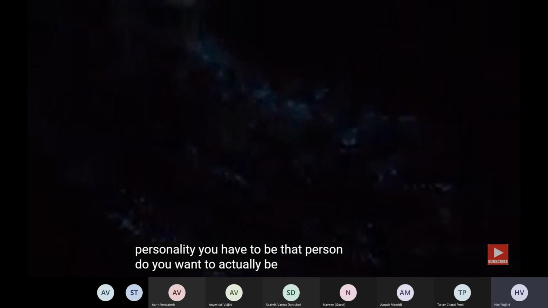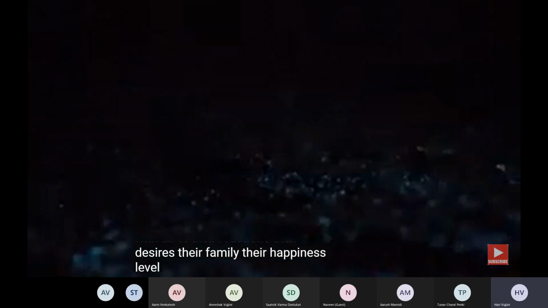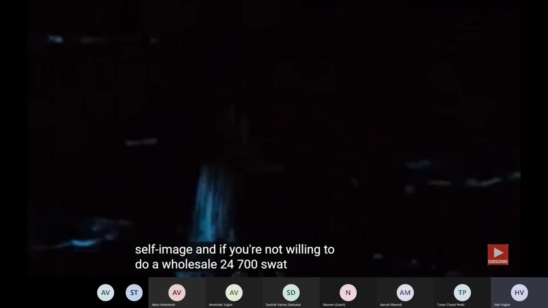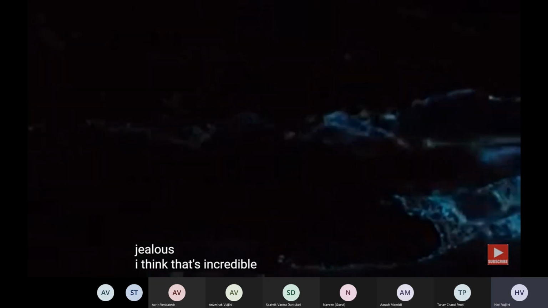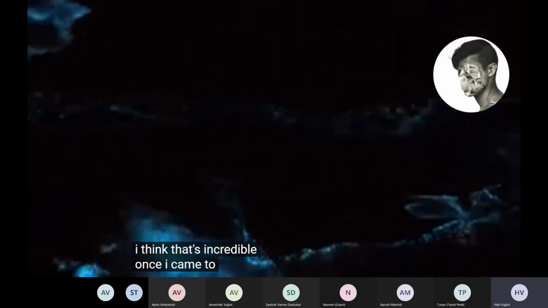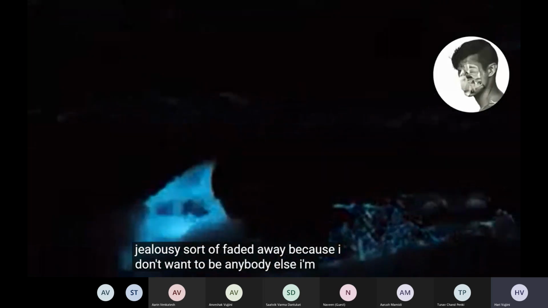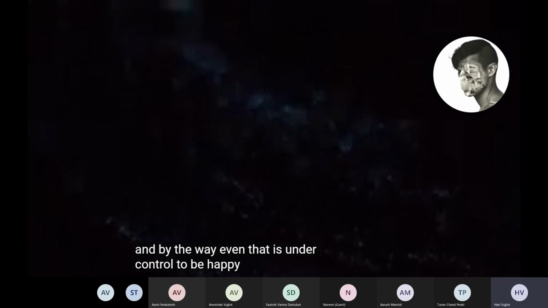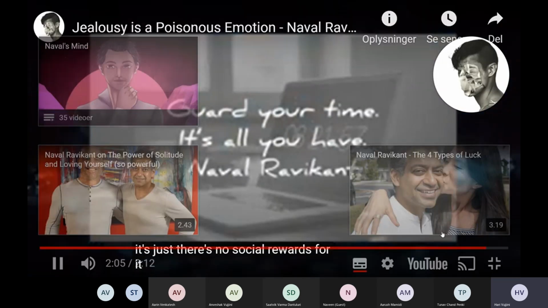Do you want to actually be that person with all of their reactions, their desires, their family, their happiness level, their outlook on life, their self-image? And if you're not willing to do a wholesale 24/7, 100% swap with who that person is, then there's no point in being jealous. I think that's a great way to look at it. Once I came to that realization, jealousy sort of faded away because I don't want to be anybody else. I'm perfectly happy being me. And by the way, even that is under my control, to be happy being me. It's just there's no social rewards for it.